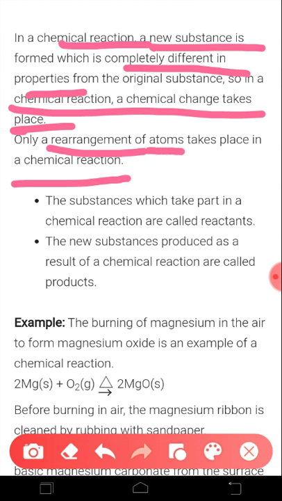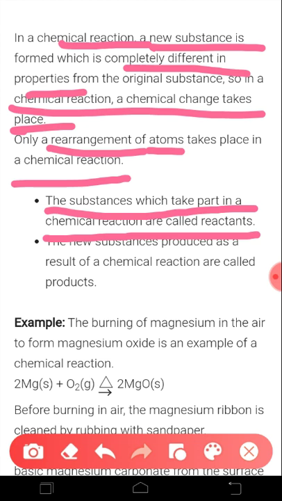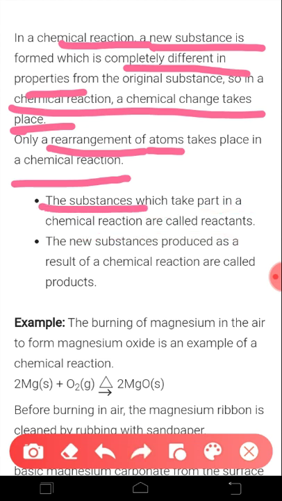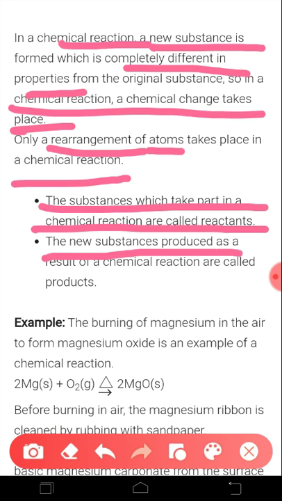The substances which take part in a chemical reaction are called reactants. And the new substances produced as a result of a chemical reaction are called products. What is a reactant? The substance which takes part in a chemical reaction. And the new substance formed in a chemical reaction is the product.